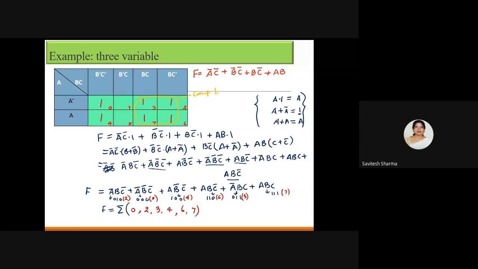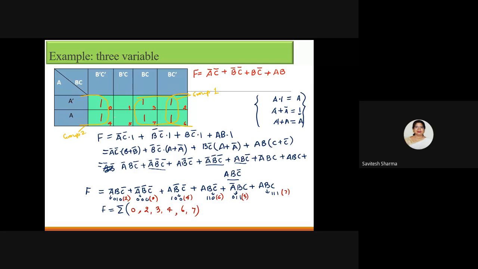Any other quad is forming? Because these 2 ones are still ungrouped. Yes, ma'am, another quad is forming. So this is my another quad. I am saying it is group number 2.